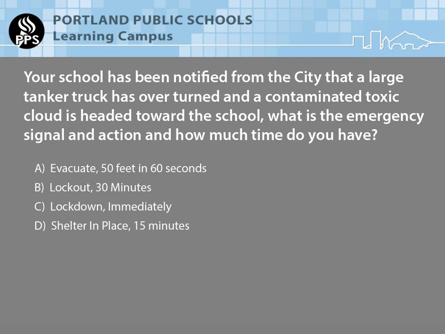Your school has been notified from the city that a large tanker truck has overturned and a contaminated toxic cloud is headed toward the school. What is the emergency signal and action, and how much time do you have? A. Evacuate, 50 feet in 60 seconds. B. Lockout, 30 minutes. C. Lock down, immediately. D. Shelter in place, 15 minutes.